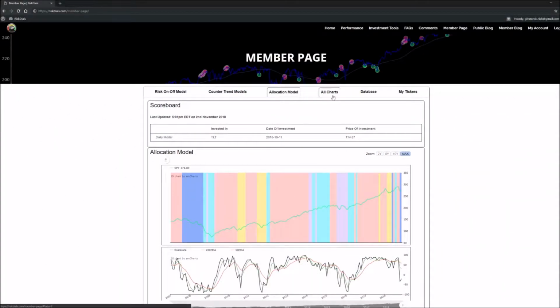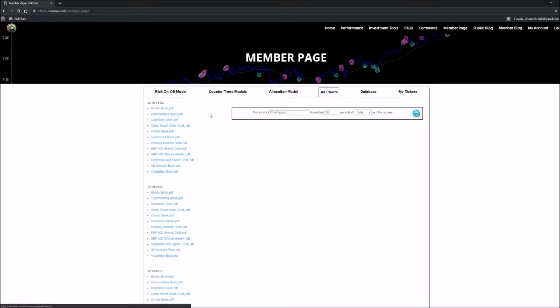If we click on the All Charts page, we see a number of books here on the left, where we group about 1,000 ETFs, which comprise a large proportion of the investable world, and all the individual stocks in the S&P 500, both daily and weekly, and also a cryptocurrency book. Every book is logically labeled.